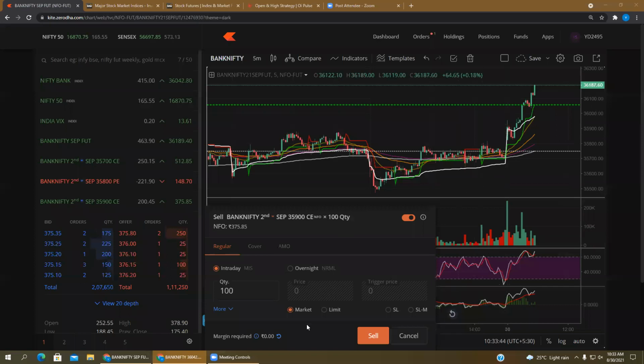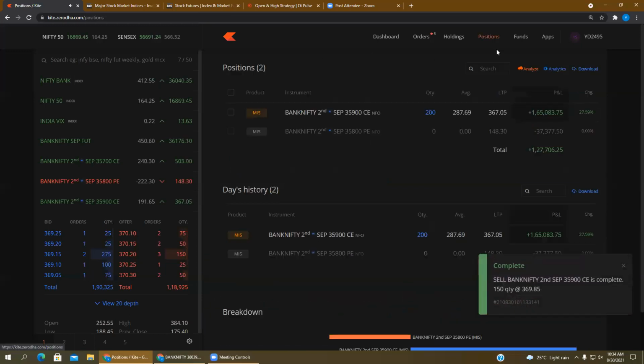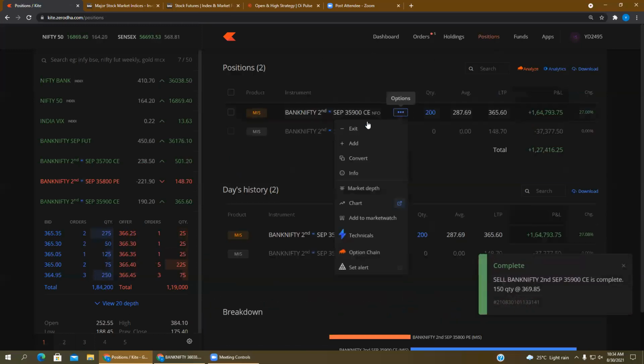This is going really well now. 375, 380. Look at that. 381. This was the gap that I was looking for. Okay. Now I'm going to exit 150. I'm just going to keep 200 quantities.